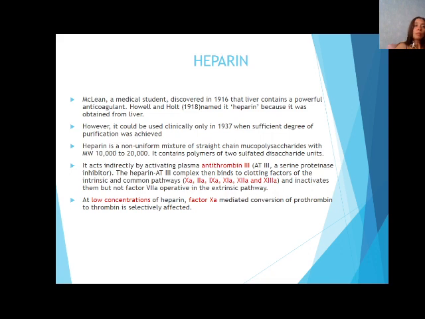About history: MacLean, a medical student, discovered in 1916 that liver contains a powerful anticoagulant. Howell and Holt in 1918 named it heparin because it was obtained from liver. However, it could be used clinically only in 1937, when a sufficient degree of purification was achieved. Heparin is a non-uniform mixture of straight-chain mucopolysaccharides with molecular weight from 10,000 to 20,000. It contains polymers of 2 sulfated disaccharide units.